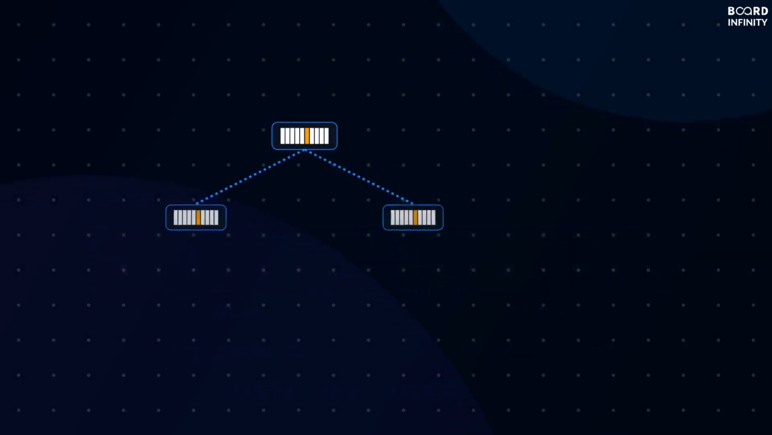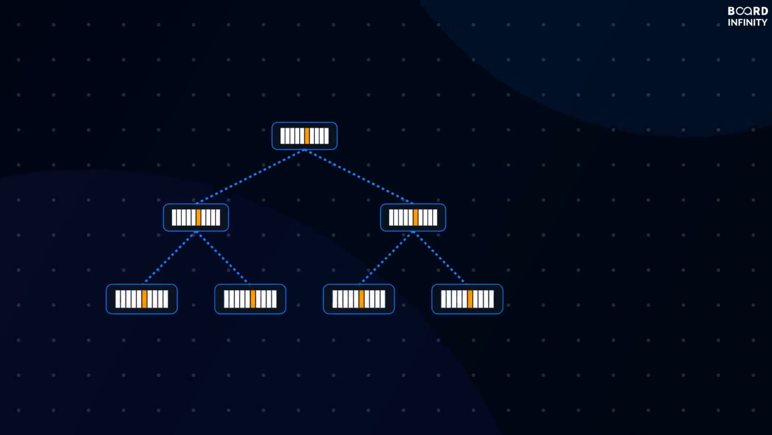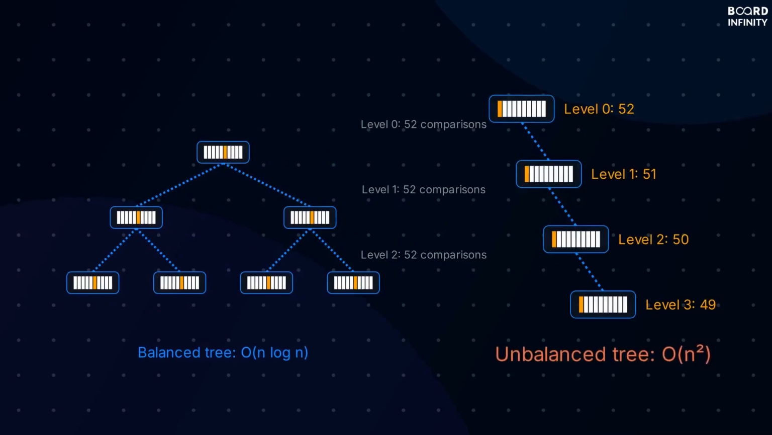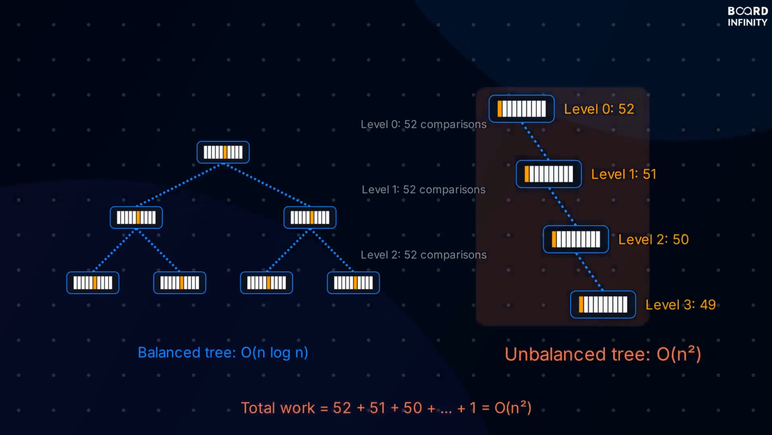If you pick a bad pivot, say always the smallest or largest element, the partitions become unbalanced. Instead of splitting in half, you end up with one huge partition and one tiny one. The tree degenerates into a chain and the algorithm slows down to O(n squared), just like brute force. This shows why the choice of pivot is critical. This illustrates the worst-case scenario where quicksort's performance degrades significantly due to poor pivot choices.